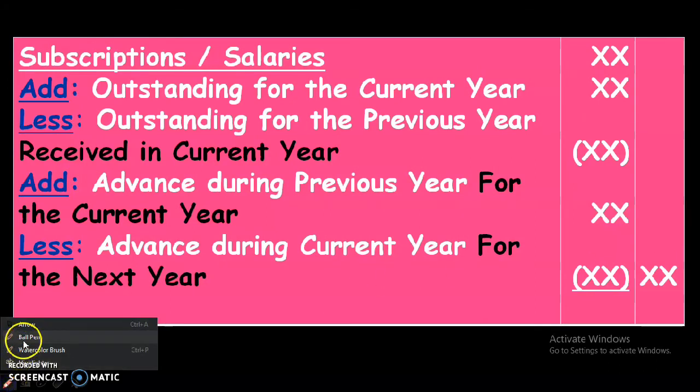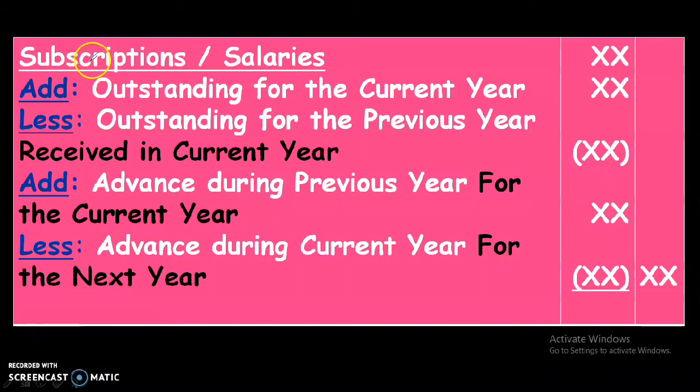So, we begin the adjustment, subscriptions and salaries. This is the amount that may have been received during the year for subscriptions and salaries. I am saying during the year. This is the total amount received. Now, in that, something has been added. What is it that is added? Outstanding for the current year. In that, what is added? That which was for the current year. It is pertaining to the current year, hence it has been added.